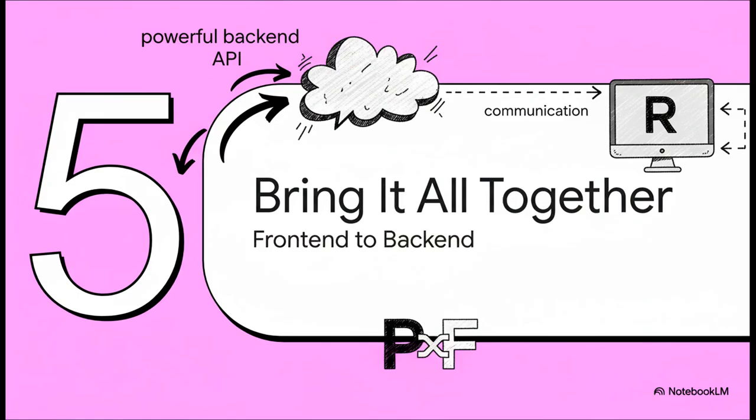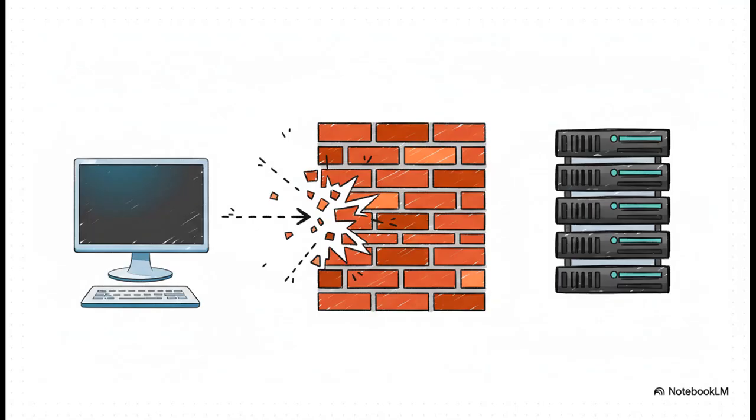So at this point, we have a really powerful backend API. But an API isn't very useful by itself. The final piece of the puzzle is connecting it to a front-end application, the actual user interface that people are going to click on. And the moment you try to do that, you almost always run smack into this wall, the CORS problem. It's a security thing.